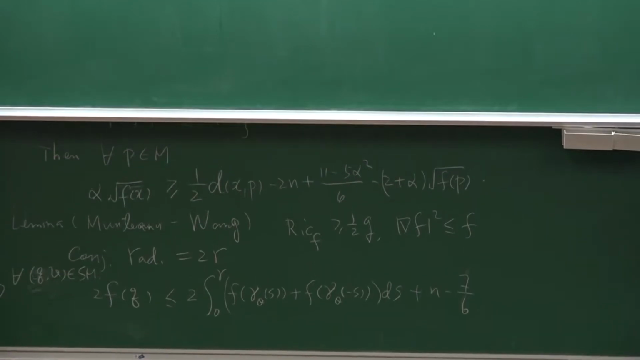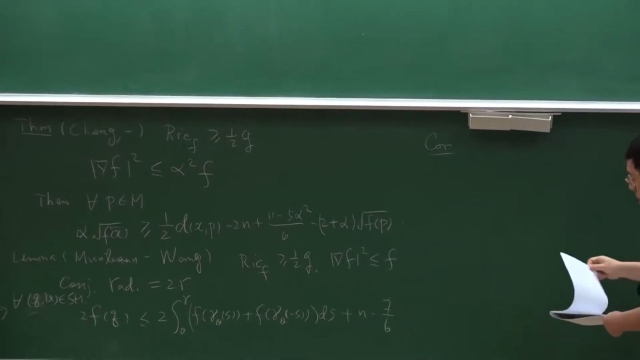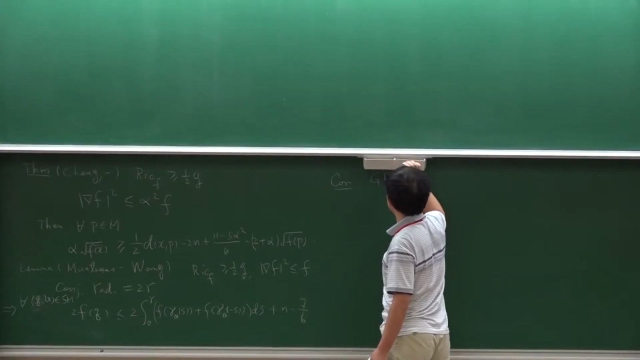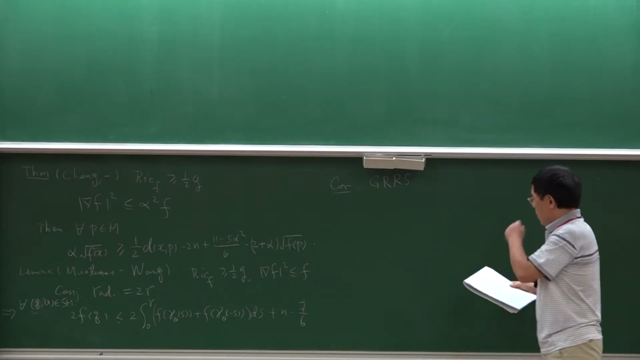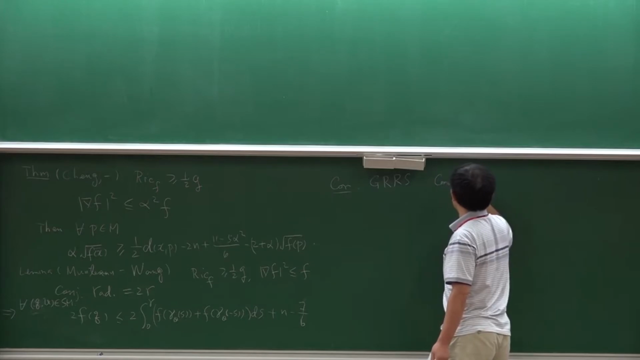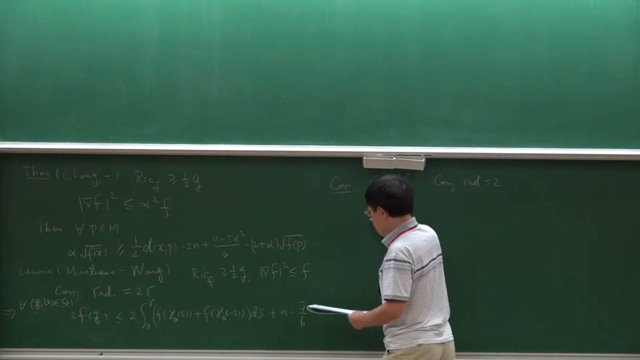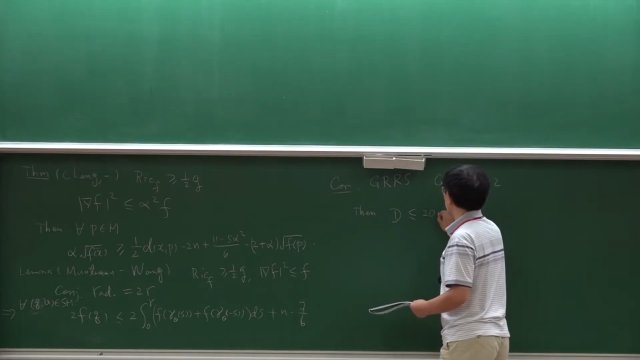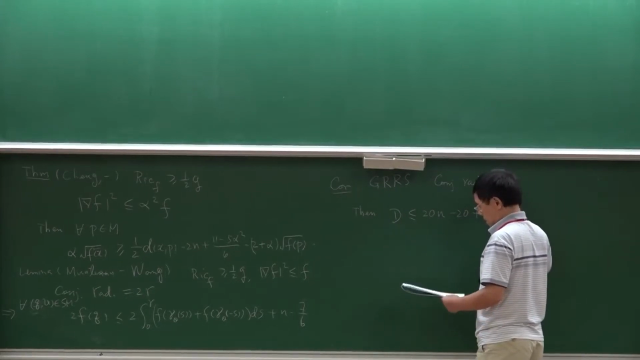So from this, we have a corollary. If, for a gradient Ricci soliton, just for simplicity, the conjugate radius equals 2, then the diameter is less than or equal to 20. Of course, this constant is not sharp. Minus 20 plus n.